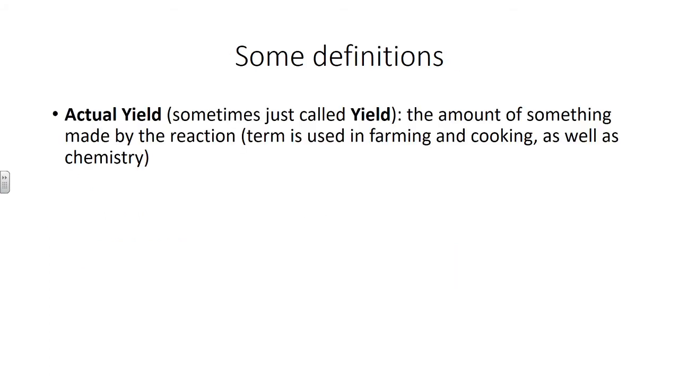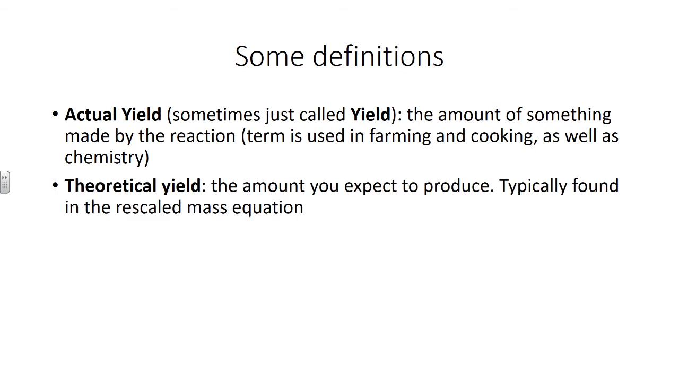Let's have some definitions. The actual yield, which is sometimes just called the yield, is the amount of something made by a reaction. And this term is used in farming and cooking as well as chemistry. Farmers refer to crop yields. This acre yielded 1 ton of potatoes. And some recipes will refer to yield as how many cookies or how many pancakes you could expect to make. So it gives you the recipe and then says yields 24 cookies. So yield, that is how much is made. That's what you actually get.